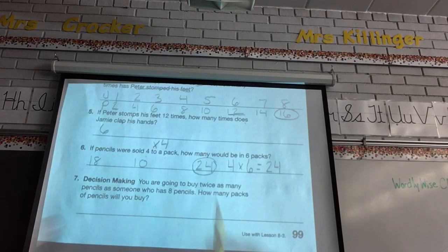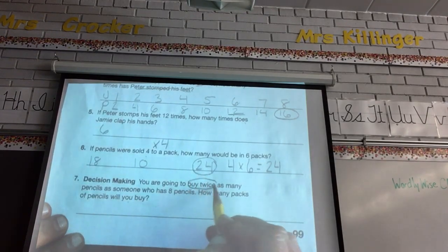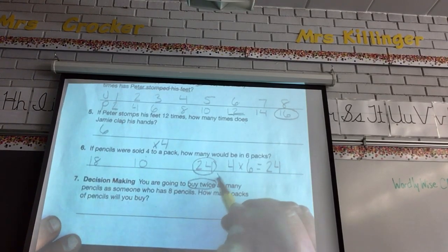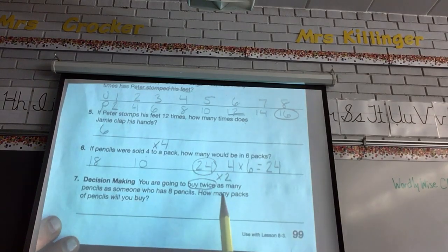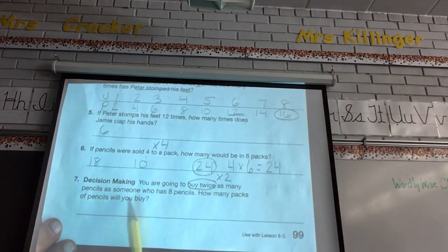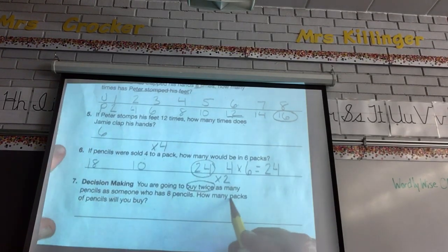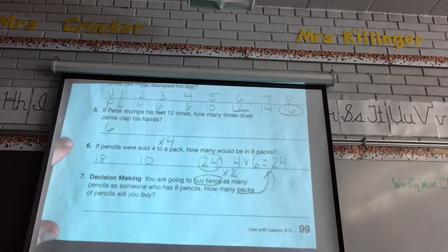Decision making. You're going to buy twice. We're not adding by 2 when we're doubling or twice as many. We're multiplying by 2. So you have twice as many pencils as someone who has 8 pencils. How many packs? Ooh, this one's good. We're going back up here. How many packs of pencils did you buy? So I'm going to give you some answer choices, and then I'm going to want you to pause this video and try to work the choices out.